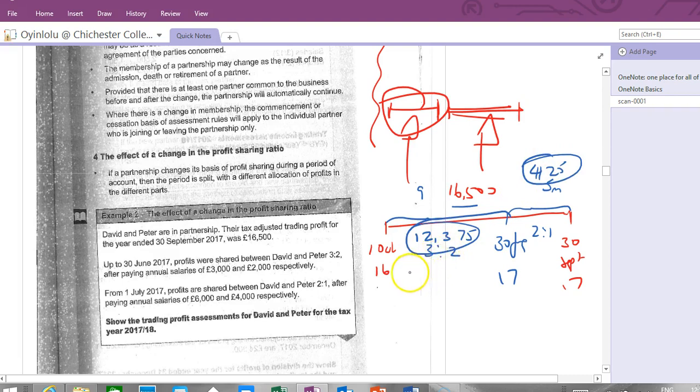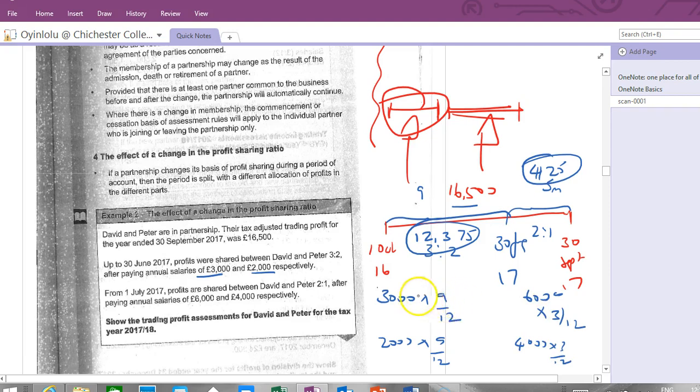Now, of course, it says here that up till then, these are annual salaries, so it means I have to apportion them as well. So 3,000 is for the year, but for 9 months, that's 9 over 12. 2,000 is for 9 months, that's 9 over 12, right? So that's what's going on there. And I think that's it. In terms of interest on capital, there's none in this question. Then it tells me that they agree a different situation, annual salaries of 6,000. So from here, this is 6,000 times 3 over 12. And then, of course, for Peter, you have 4,000 times 3 over 12.